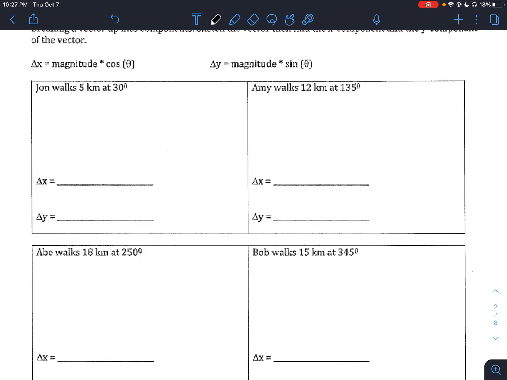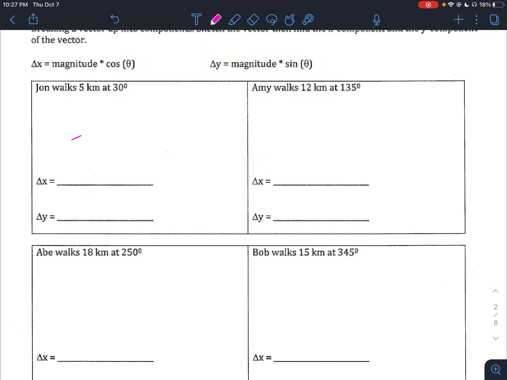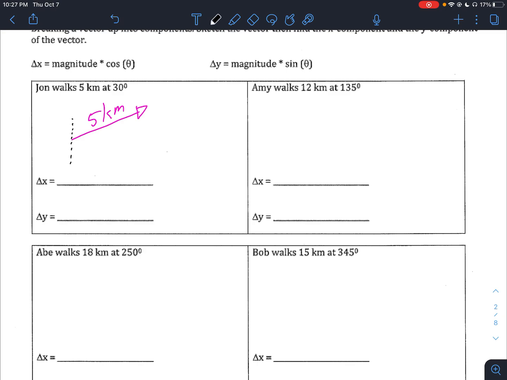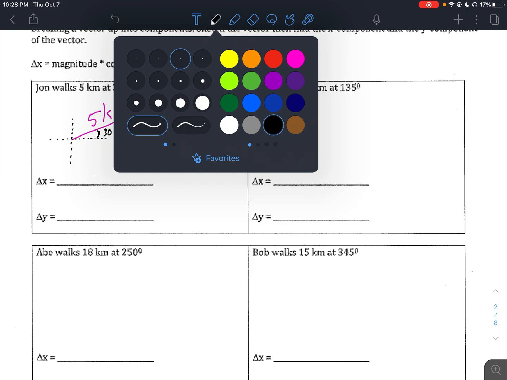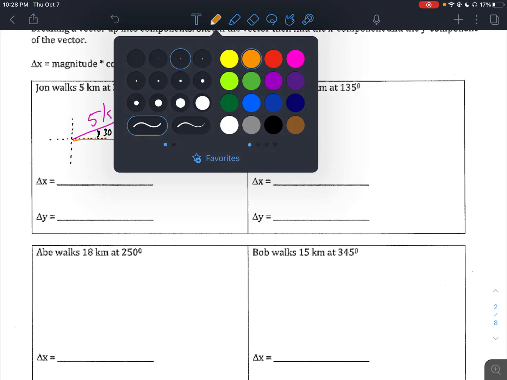So let's go for a walk with John. He's going to walk 5 kilometers at 30 degrees. We don't need to use protractors or anything. It's going to be helpful to sketch in our coordinate system. So this is going to be my 30 degrees here. And what we need to do is break this up into horizontal and vertical components.